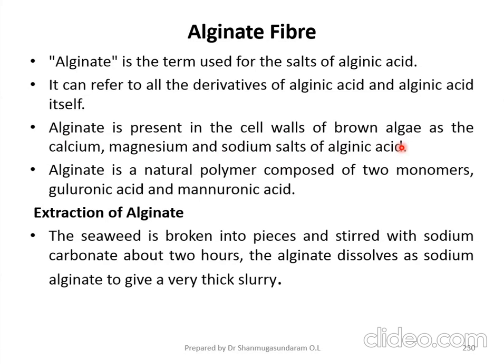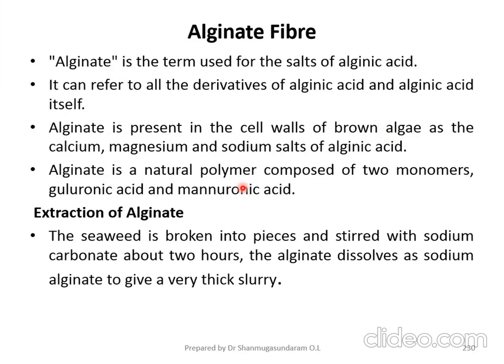What is the form? In the form of calcium salts of alginic acid, or magnesium salts of alginic acid, or sodium salts of alginic acid. So alginate contains either calcium salts, magnesium salts, or sodium salts of alginic acid. It depends upon the algae nature. So it is a natural polymer.